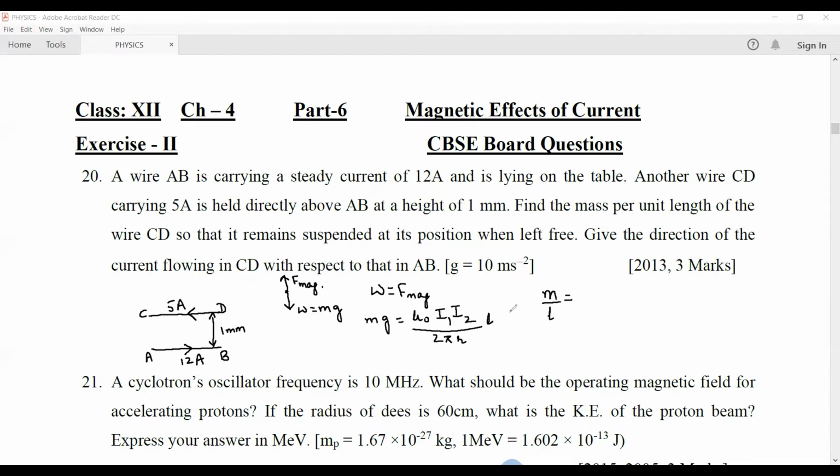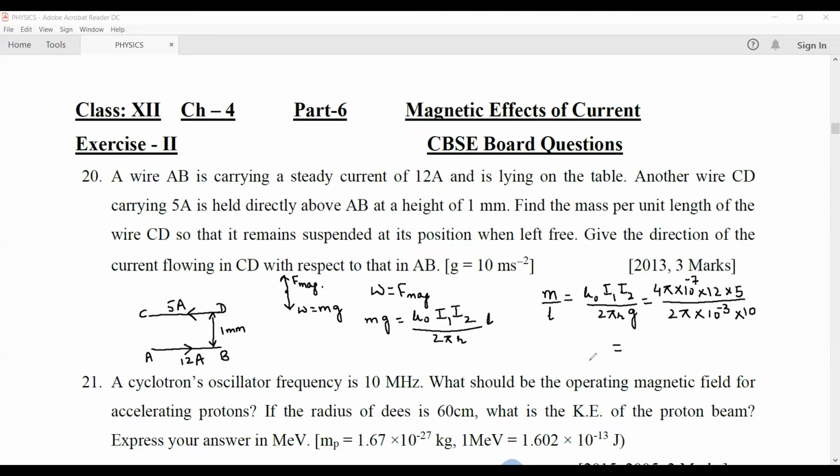Now here you have to find out the mass per unit length, that is m upon L. So from this equation, m by L will be equal to mu naught I1 I2 upon 2 pi r into g. Now substituting the values, mu naught is 4 pi into 10 raised to the power minus 7. I1 is the current in AB wire, which is 12 ampere. I2 is the current in the CD wire, which is 5 ampere, upon 2 pi. r is the distance between the two wires, which is given as 1 millimeter, equals 10 raised to the power minus 3 meter, into g, which can be taken equal to 10.